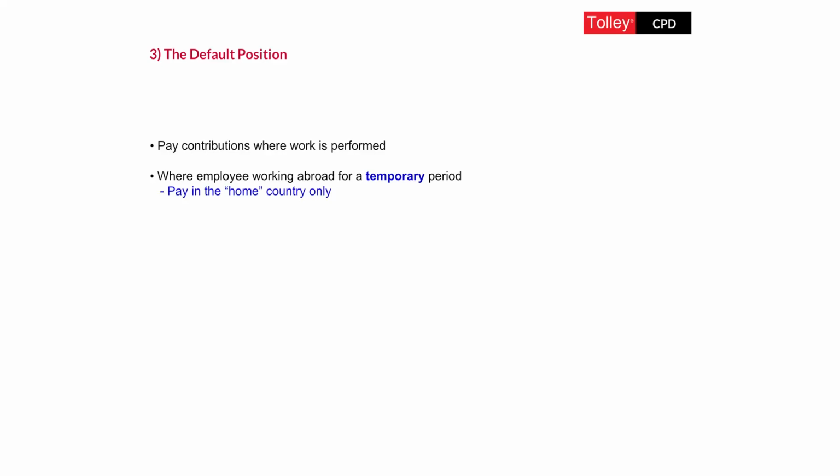So let's look at the default position. Now, you generally pay contributions where the work is performed. However, where an employee is working abroad for a temporary period, then they'll pay NI, or social security contributions, in the home country only. So that might be when you're temporarily seconded to a different country, say. Now, the income tax rules are irrelevant. So you could quite easily pay income tax in one country and national insurance in another.